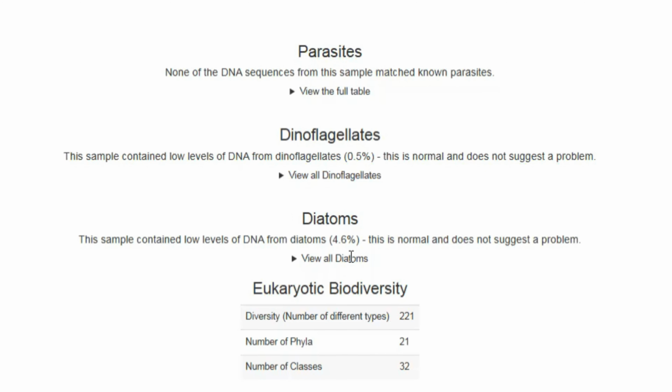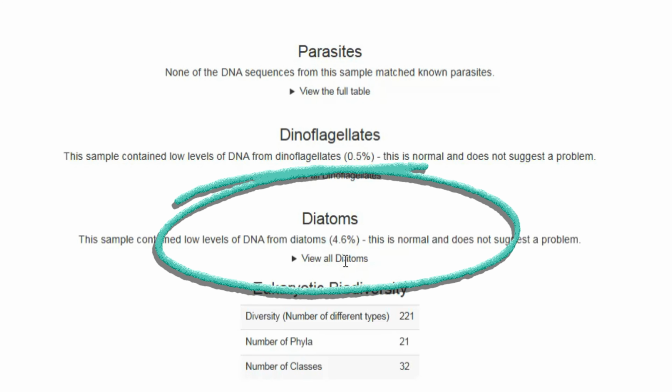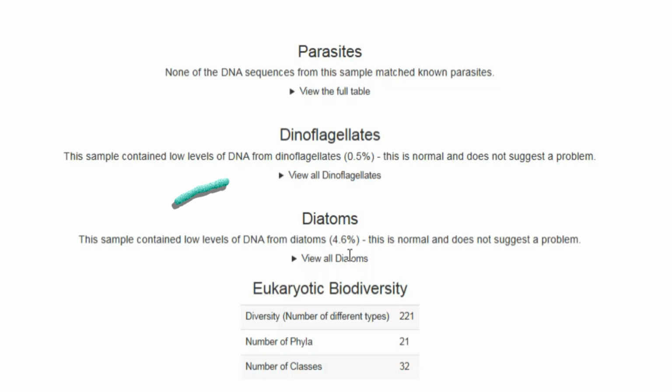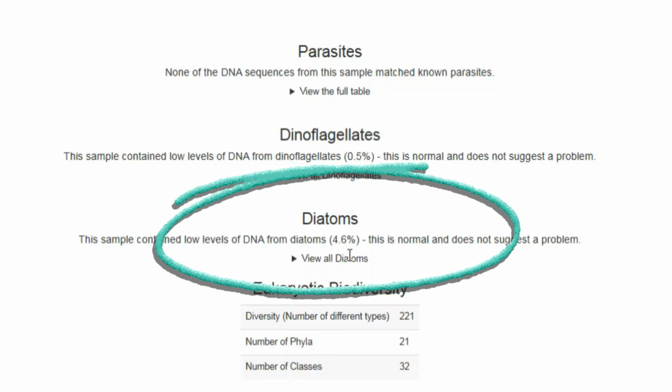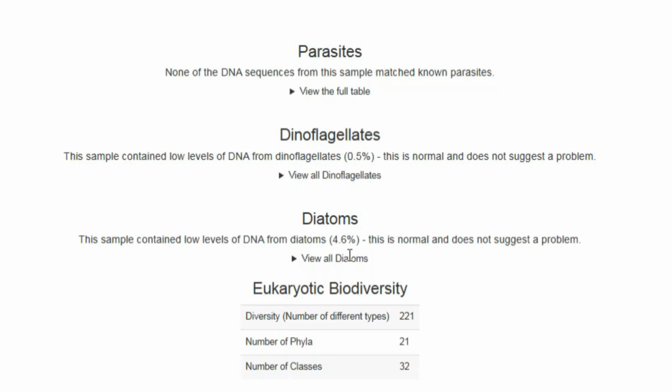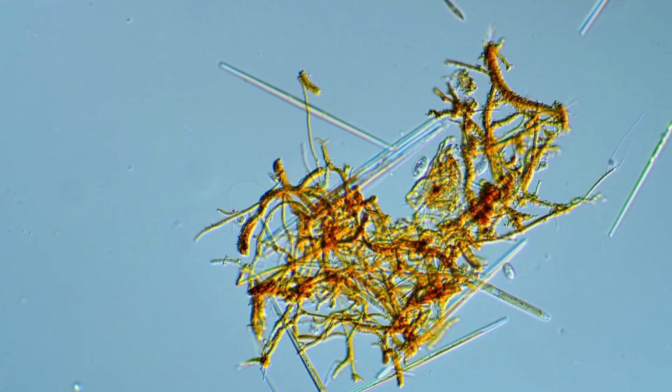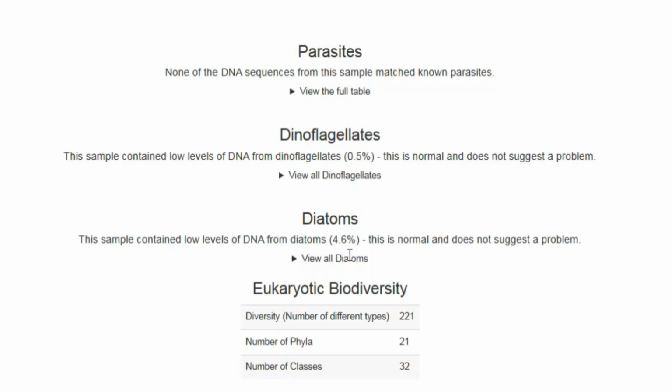Same kind of idea, it asks, how much diatom DNA do we have here? And then what kind of diatoms do you have here? In your case, this is just below the threshold. 5% is where we say, okay, this is getting high enough that it's suggesting a possible diatom problem is brewing. Yours is just below that threshold, so it's not highlighted in red.